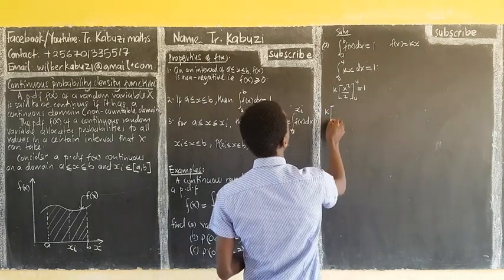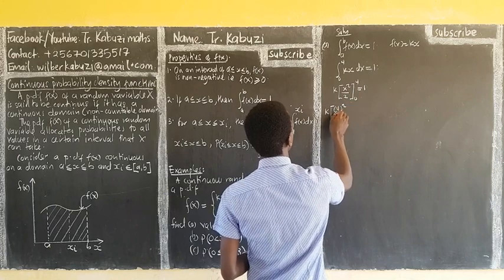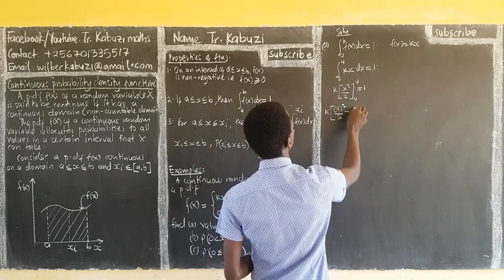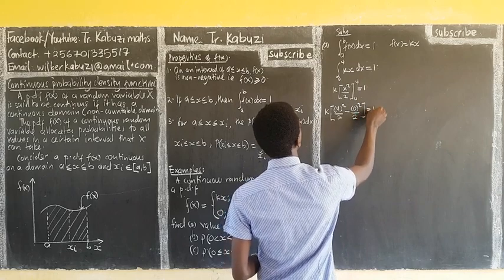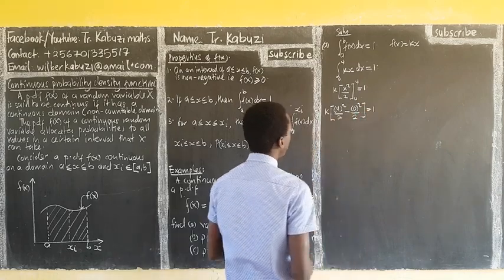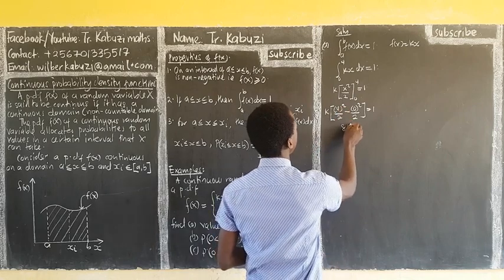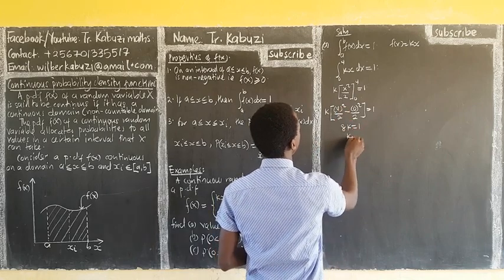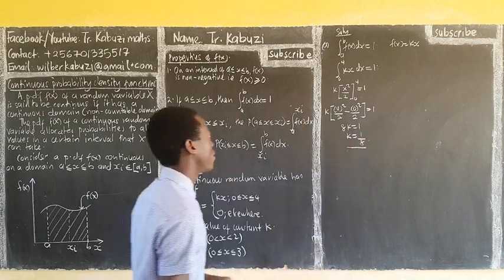So this will be evaluated at these limits. When I put in 4, then minus, I put in the lower limit. All of this is 1. So what I'm going to have is 0 for the lower limit, and 16 divided by 2, that's 8. So I have 8k equaling 1, and so my k is 1 over 8. So I have my value of k.